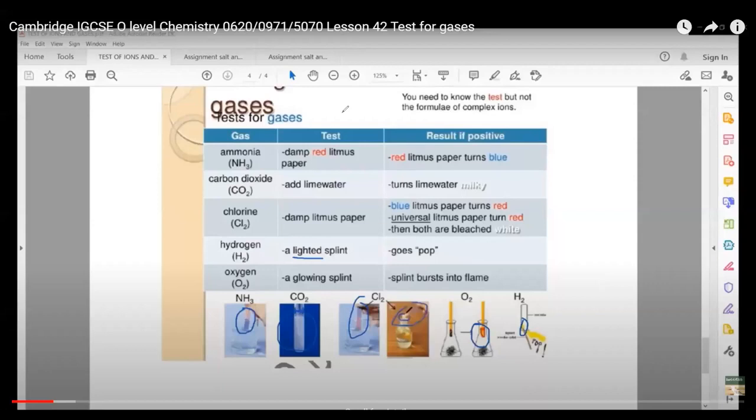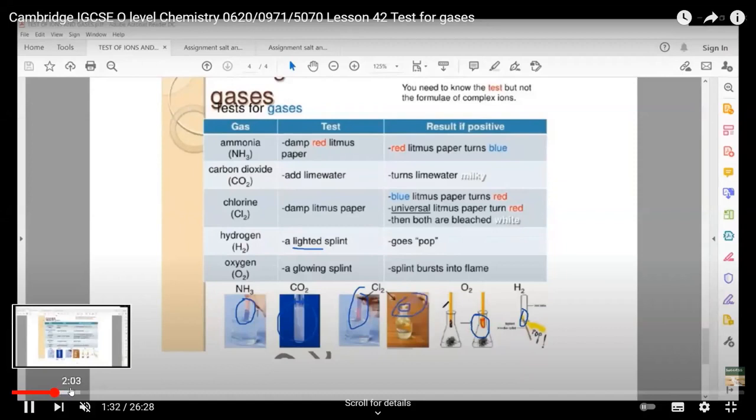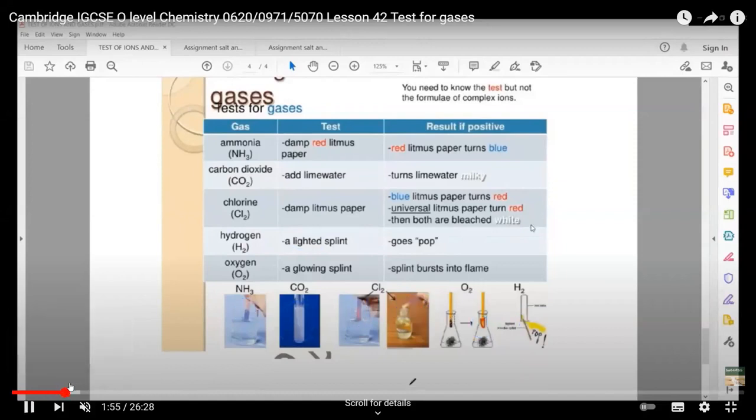So to identify the gases, we can use these tests and these observations to identify the gas given off. In this video, they also show how the gas is produced, but you don't have to learn how the gas is produced. The important thing is you should learn how we can identify that gas.